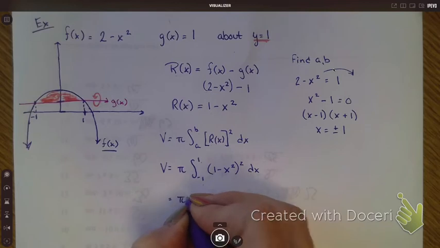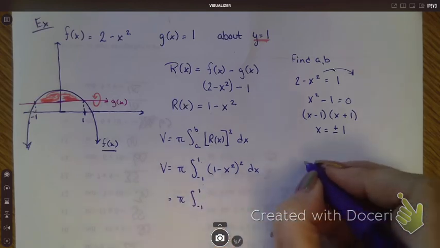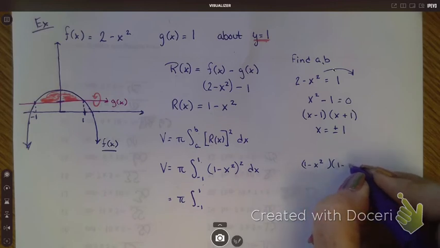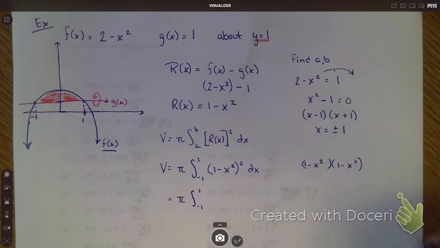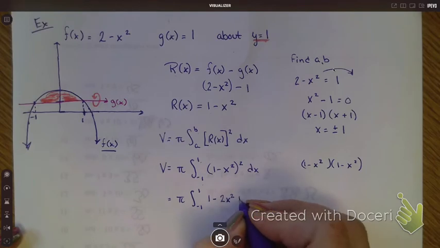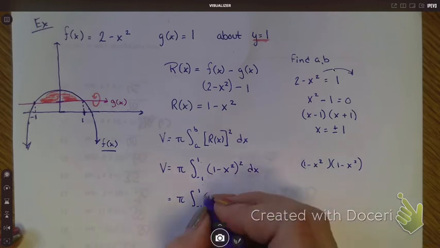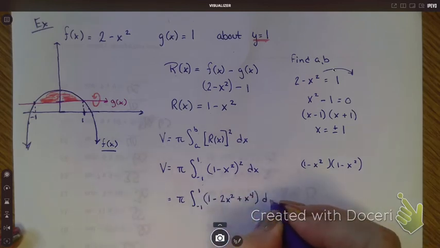So we need to multiply this out correctly. Yes. Because this is 1 minus x squared times what? 1 minus x squared. Yeah. So we FOIL that out, and you should get 1 minus 2x squared plus x to the fourth, if you do that correctly. dx.